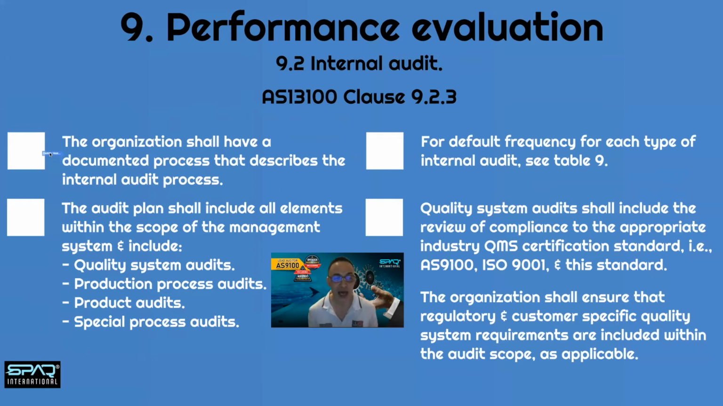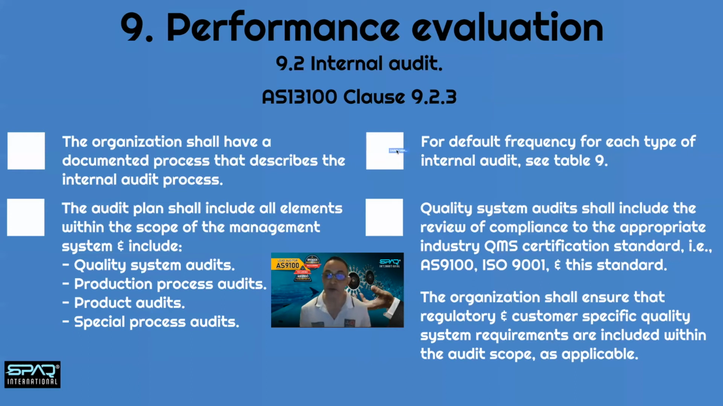The organization shall have a documented process that describes the internal audit process. The audit plan shall include all elements within the scope of the management system and include quality system, production process, product, and special process audits. AS9100 doesn't talk about production process and special process audits. AS13100 wants you to include all of these audits in your audit plan. Now, most companies are already doing those audits anyway, but in case you don't have it, then you have to include it.